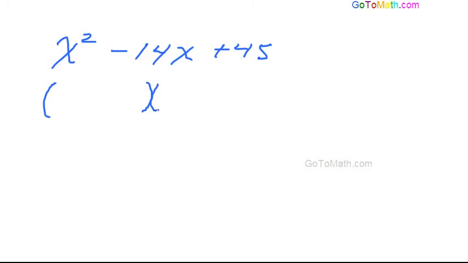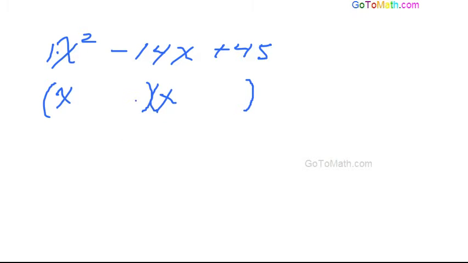So we're going to start with something that looks like this. Sometimes these can be puzzles. However, if there's a 1 in front of this x, it makes things a whole lot easier, because you know this is going to be an x and this is going to be an x here. Remember, x times x is x squared.